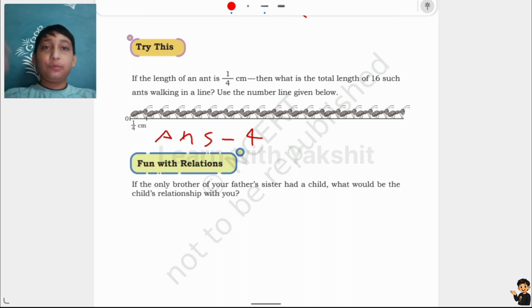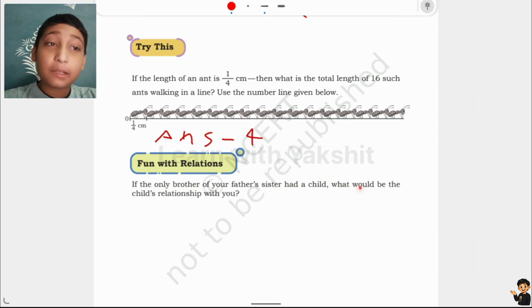Now, fun with relationships. Wait, the topic is chapters, not relationships. This is not EVS or English. I don't know. I'm not in fifth. I'm in fourth. And I'm teaching you.